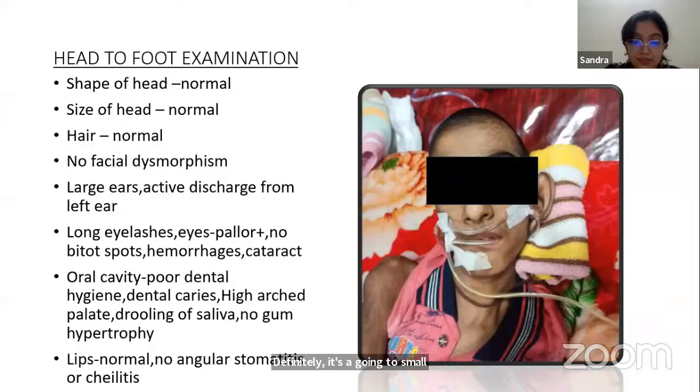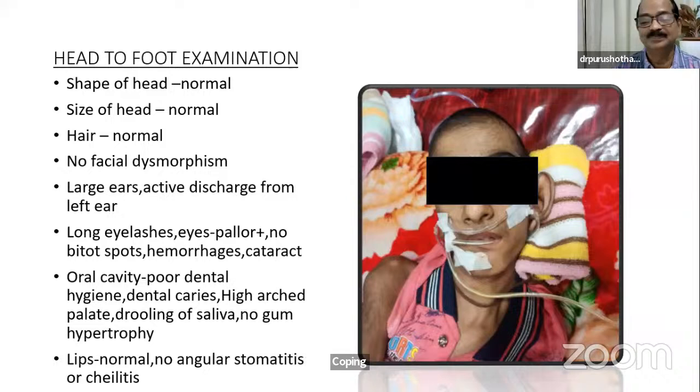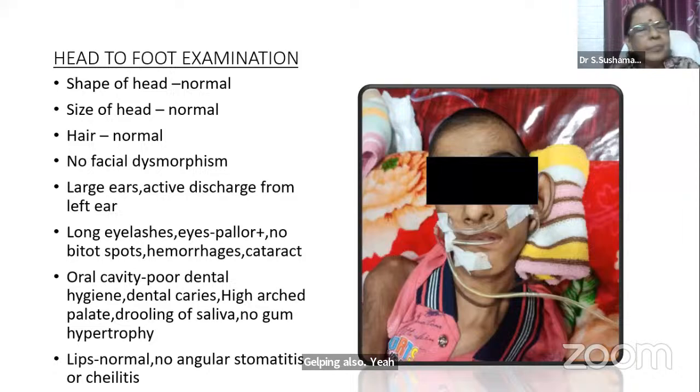See, I feel the shape of the head, there is frontal sloping. Sloping also, from the picture. Critically look. Okay.